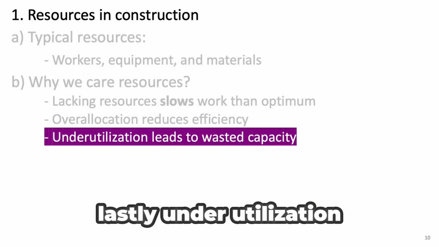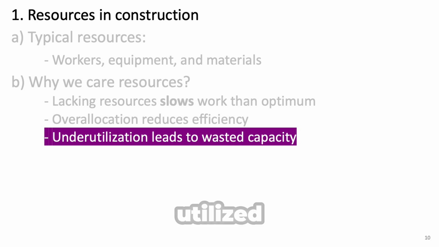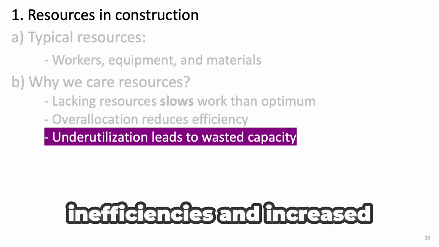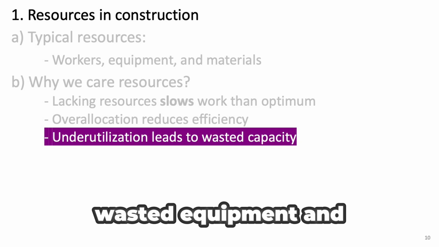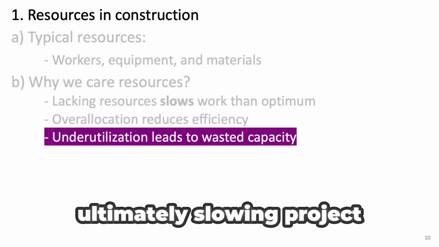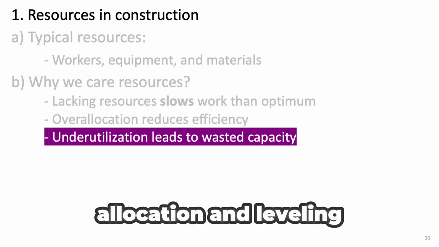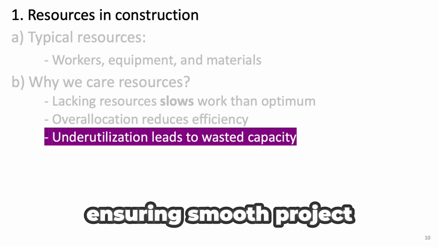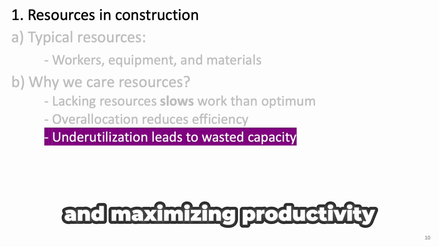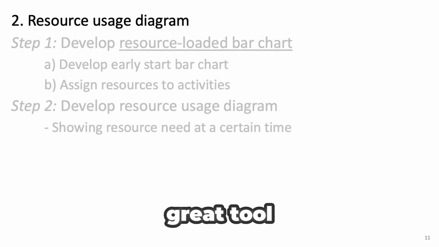Lastly, underutilization of resources occurs when workers, equipment, or materials are not fully utilized, also leading to inefficiencies and increased costs. It can result in idle labor, wasted equipment, and scheduling delays, ultimately slowing project progress. So, balancing resources effectively through techniques like allocation and leveling is crucial for optimizing task sequencing, ensuring smooth project execution, and maximizing productivity. To manage resources effectively, the resource usage diagram is a great tool.